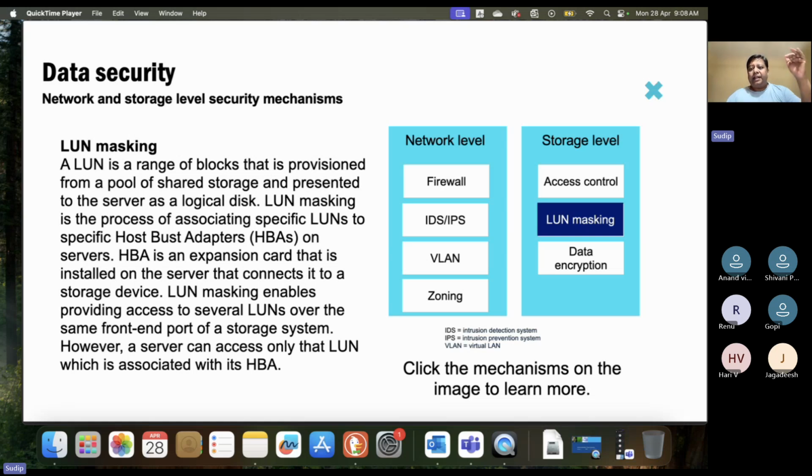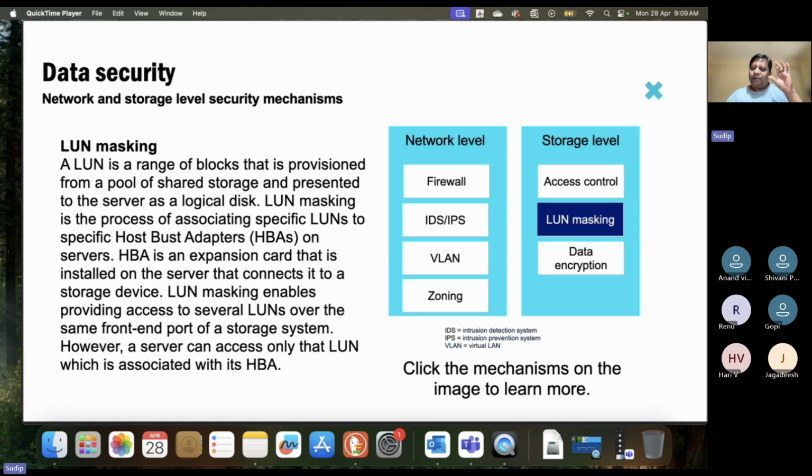But when they try to access the storage, they will find only those slices to which they have been masked. So this 500 TB, when I slice it into 10 different slices of 50 TB each, I can say, okay, LUN 0 can be accessed only by server 1. That's all. Very simple. LUN masking is that much only.